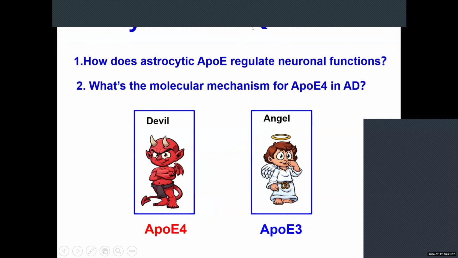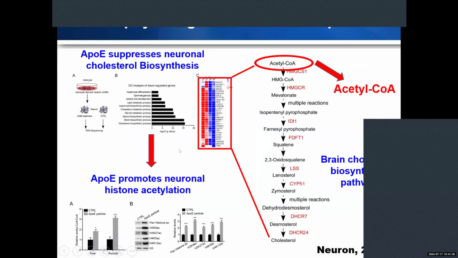The major question in the field is that we know ApoE, especially ApoE4, is a major risk factor of Alzheimer's disease, but we don't know why. Why ApoE4, or why ApoE? How does ApoE regulate the pathology in AD? To answer this question, we cultured astrocytes in vitro, purified ApoE particles from the conditioned media, and used these ApoE particles to treat neurons to see what happened to the neurons.